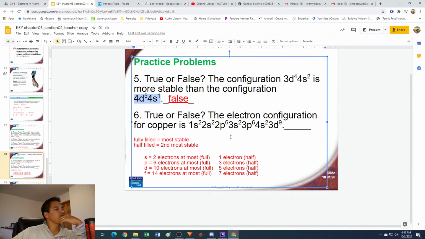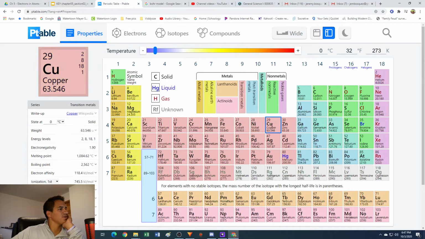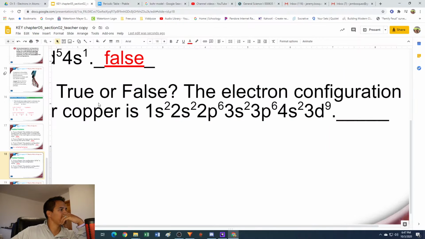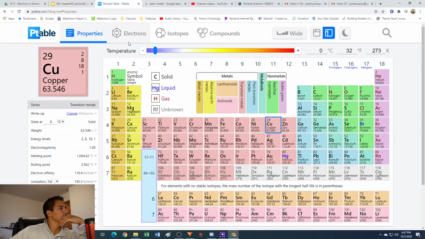All right, number 6, true or false? The electron configuration for copper is this thing here as follows. So let's take a look at copper and see if that is accurate or not. So copper is here. All right, so we're going to write this out together. Again, let's zoom in here just so we can see this better because my font is kind of small. Okay, so copper is here.